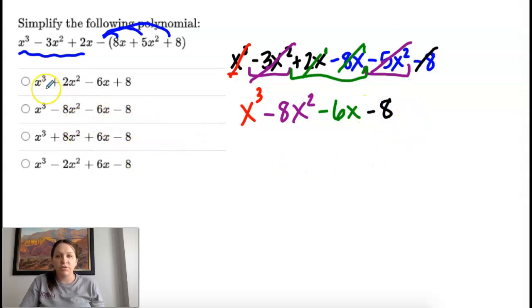Now I'm going to go search my answers, and I can see it right there. Everything combined. So just double check, see if you're adding or subtracting. If you're adding, you can just drop the parentheses and combine like terms.